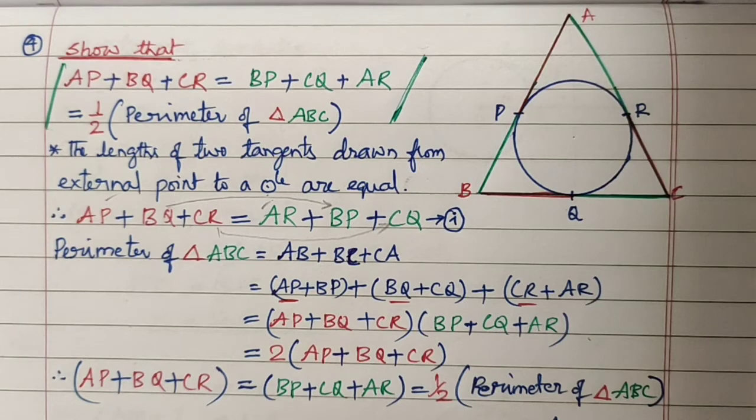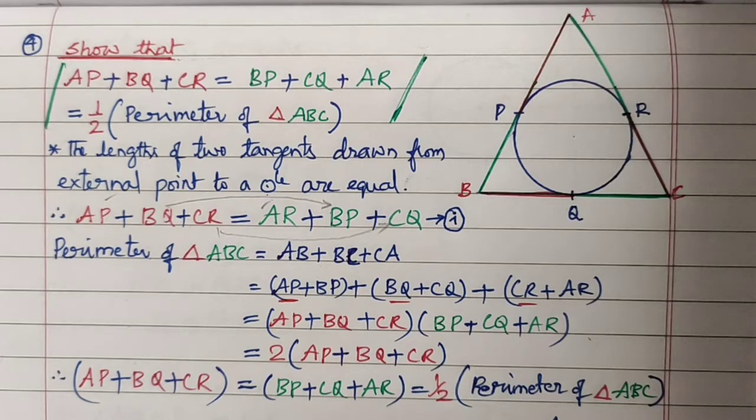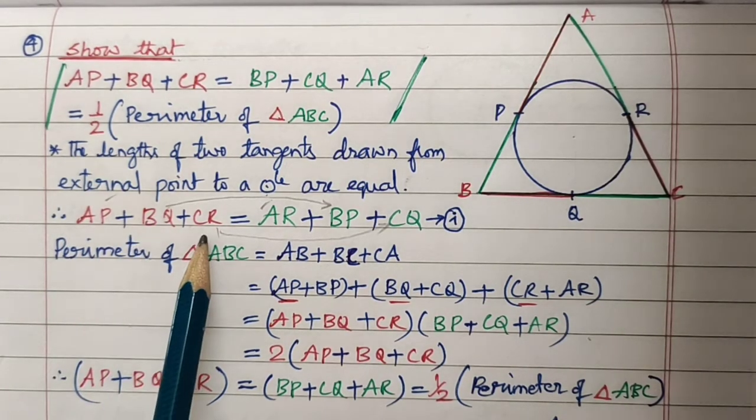In the given figure, the incircle of triangle ABC touches the sides AB, BC and CA at the points P, Q, R. Show that AP plus BQ plus CR is equal to BP plus CQ plus AR, that is equal to half of the perimeter of the triangle. The lengths of two tangents drawn from an external point of a circle are equal. Let us take the LHS: AP plus BQ plus CR.